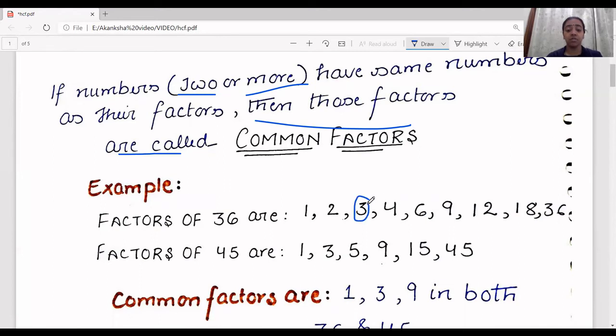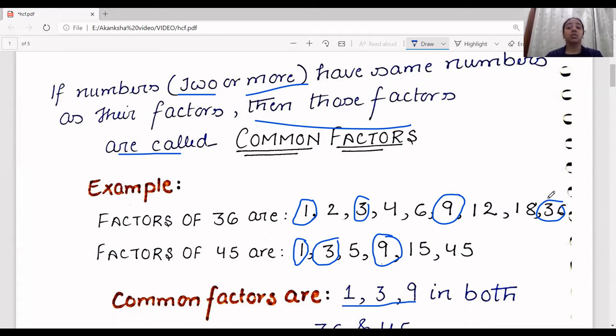So 3 is a factor of 36, and a factor of 45 also, as well as 1. 1 is a factor of 36, and 1 is also a factor of 45. Moving ahead to 9, 9 is also a factor of 36, and 9 is also a factor of 45. Apart from this, we do not have 12 in the factors of 45. 18 is not a factor of 45, and 36 is also not a factor of 45. So the common factors are 1, 3, 9.